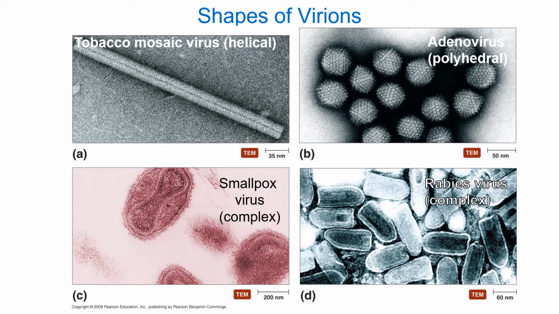And then we have things like smallpox and rabies and bacteriophages, which are described as being complex viruses. They're complex because typically they have several layers to them, or they have highly complex and specialized structures that are used to attach to a host cell.